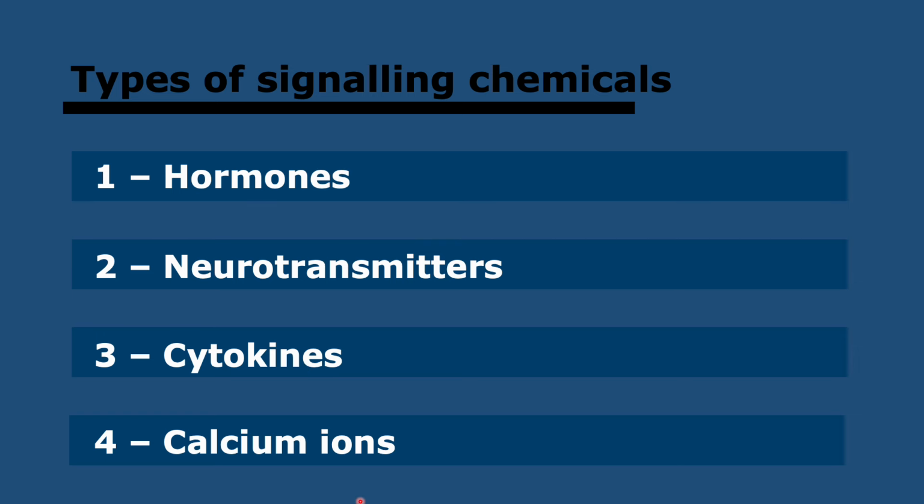And then finally, calcium ions are used as signaling chemicals in muscle fibers and neurons. In muscle fibers, they unblock muscle contraction, and in neurons, they allow for membrane potential to change and for neurotransmitters to be secreted. But we're going to focus on hormones and neurotransmitters.